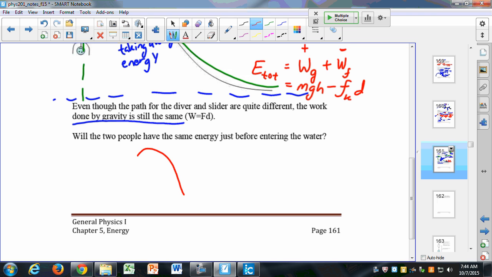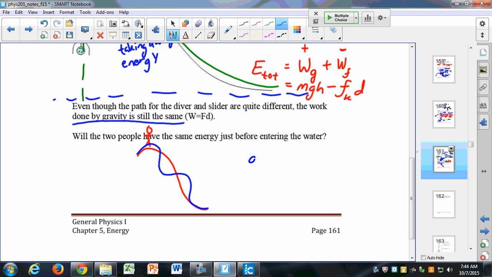So I'm going to draw this slide again. If I have this guy that goes down this slide, and there's a frictional force between him and the slide, what if he went down another slide? What if the slide instead looked like this? Which of these would have the greater energy at the bottom? Would the red slide or the blue slide?